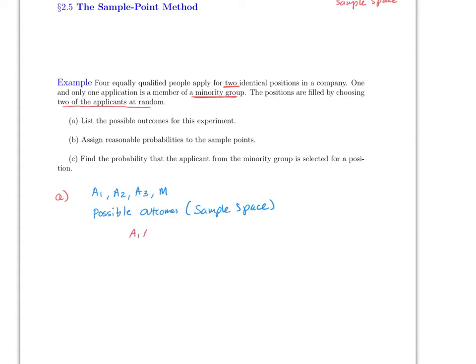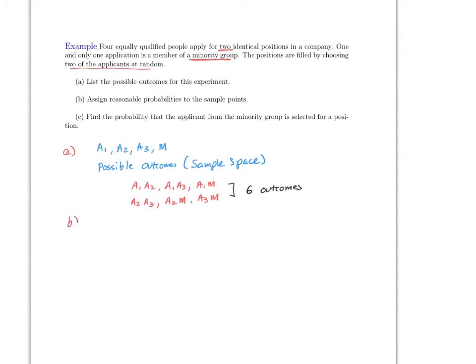So you could have A1, A2, that's one outcome. It could be A1, A3, that's another one, or A1 and M. Or it could be A2, A3, or it could be A2, M, or it could be A3, M. So in total, you have 6 outcomes. Right, so therefore, a reasonable probability for each should be 1 over 6, assuming that all of them are equally likely. So that would be a reasonable probability.